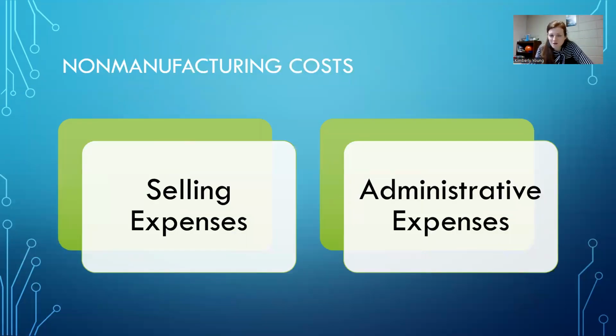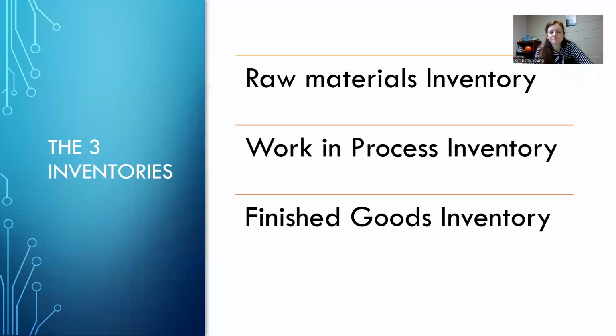And then those non-manufacturing costs, the period costs, are selling expenses and administrative expenses. We've already talked about that a good bit. Okay, the three inventories. This is so important, and I love to do a demonstration to show you what the process is for each of these. So I'm going to do that separately outside of this video.